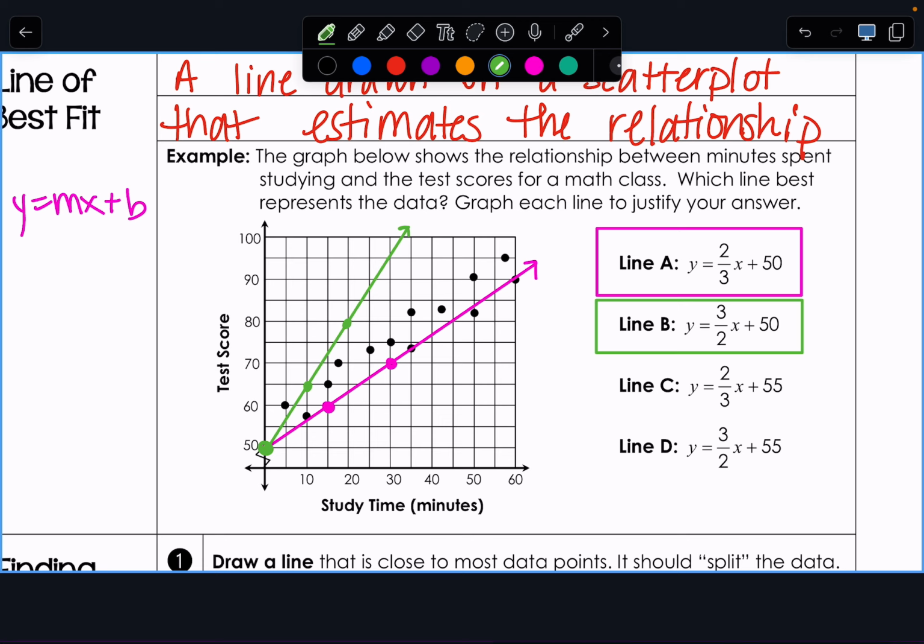Okay, why do you think that this one is not it? The slope does not look good with our scatter plot, does it? Totally not the answer. Okay, let's try line C.